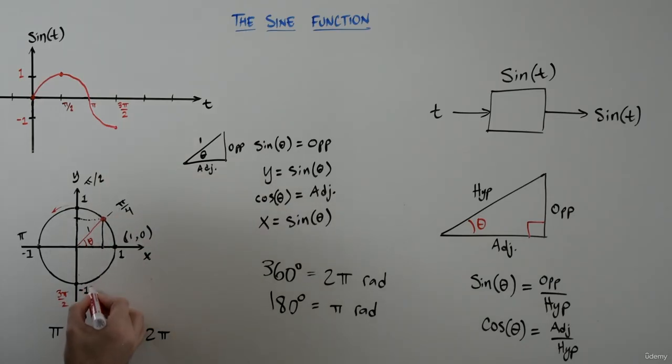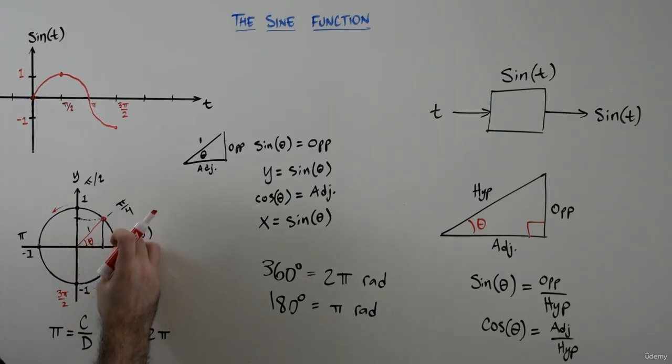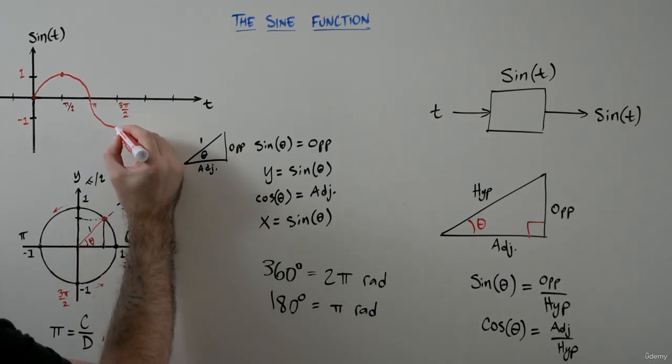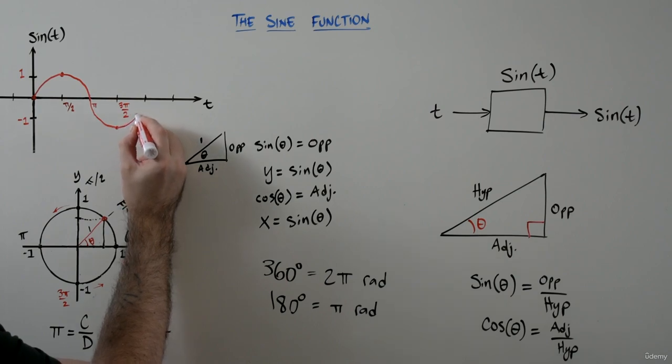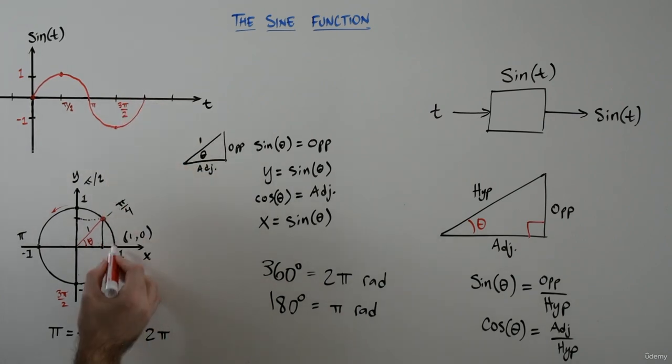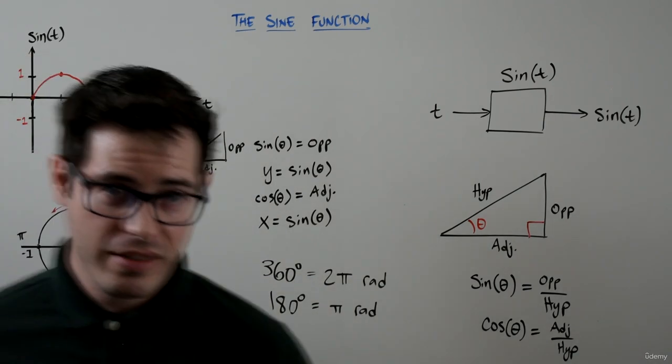At which point, as we continue increasing, as our angle increases, we're going to get all the way back to 2 pi, which is 360 degrees around the circle. And by that point, our y value has gone all the way back up to 0. So now our curve goes smoothly back up to 0, at which point we repeat the process.